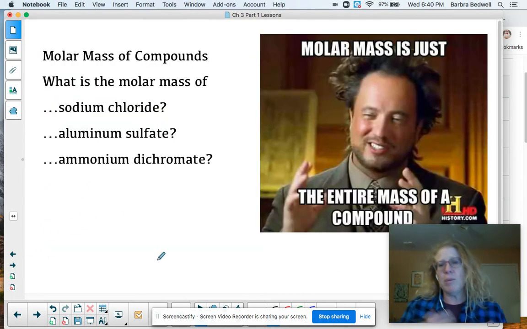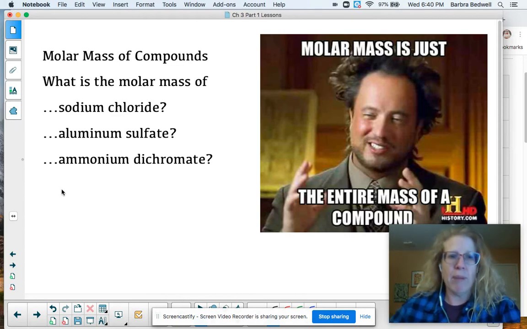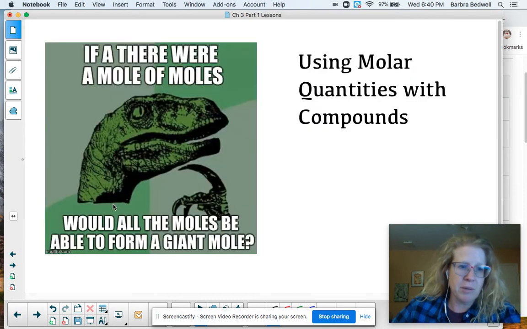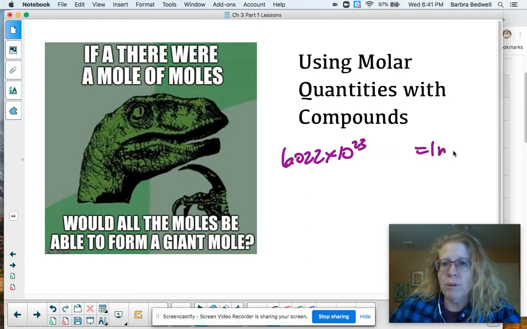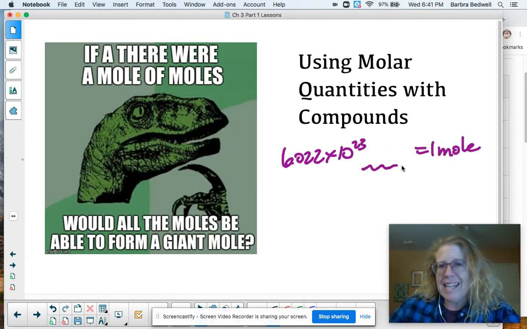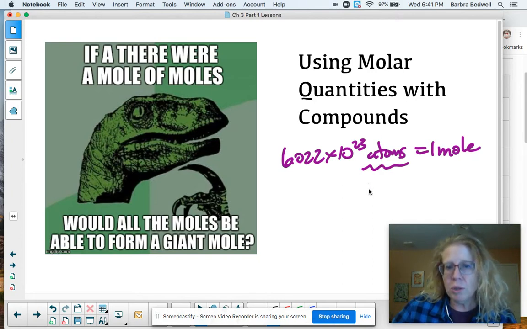So when we do Avogadro's number and molar mass, there's a couple of things to know. I'm actually going to go back to this one really quick. If we do 6.022 times 10 to the 23rd equals 1 mole, there's two different things that we can put in this spot right here. If we're talking about an element, then this would be atoms. But if we are talking about a compound, then we can put one of two different things here. Usually with a compound, we would use this word, molecules.